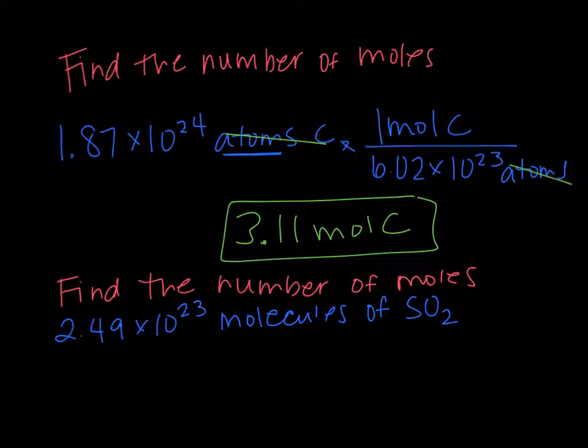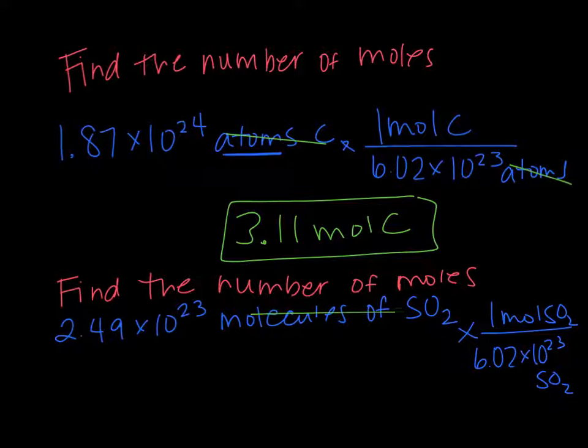All right, the next problem, we have 2.49 times 10 to the 23rd molecules of SO2, and we're going to put 6.02 times 10 to the 23rd SO2s in 1 mole of SO2, because we want to look for moles this time. And so molecules of SO2 and molecules of SO2 cancel out, because SO2 is a molecule, right? And then I'm going to take 2.49 times 10 to the 23rd and divide it by 6.02 times 10 to the 23rd. And I end up getting 0.414.